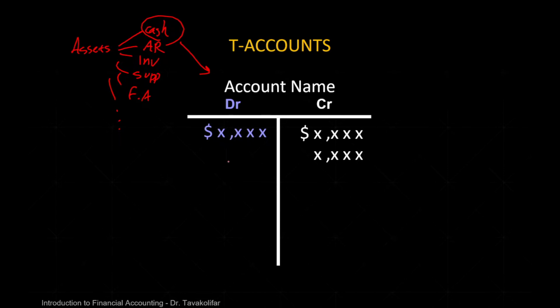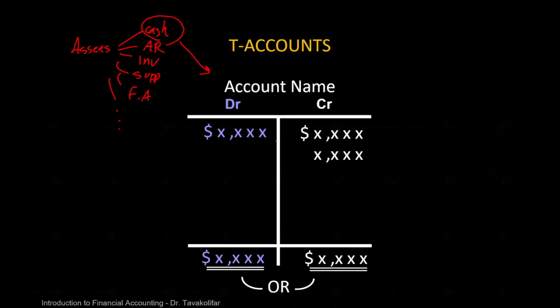So we put numbers on the left or right side of a T account, and at the end of the period, at the end of the year, the quarter or a month, we calculate the ending balance. The ending balance could be on the right side, on the credit side, or on the left side. One side, not both, only one side. Again, in a second, we will learn how to calculate these ending balances. But for now, this is a T account, and this is how we show it.